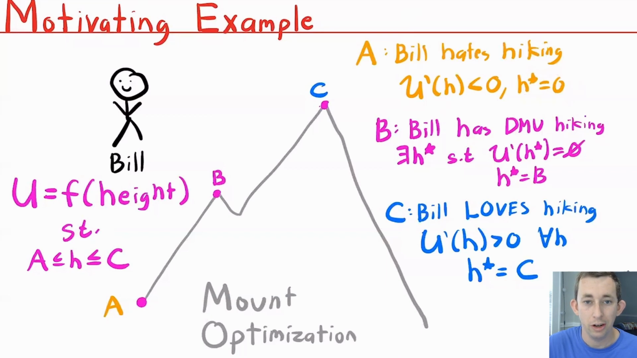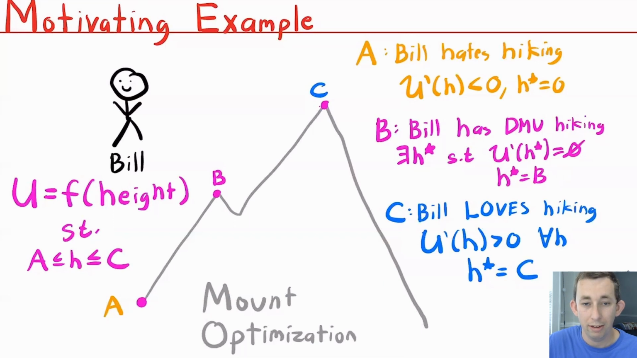Now, if he chooses to go to point B, maybe Bill likes hiking, but Bill has diminishing marginal utility of hiking. So by the time Bill gets to point B, he looks up at C and goes, that is way too far for me. I would actually be happiest if I just climbed up to B and turned around and went back down. So we would say that there's some point between A and C that is Bill's optimal height to climb up this mountain. And I'm calling it B just to make it easier. It could really be any point between A and C, but let's just pretend it's B. So his H star, the optimal height in this example, would be B.